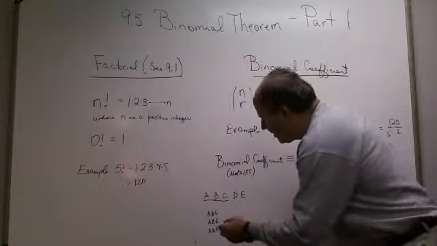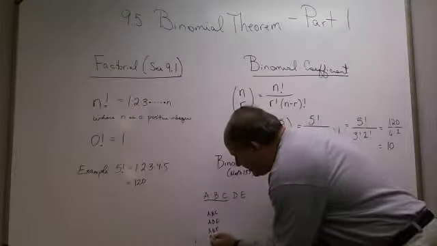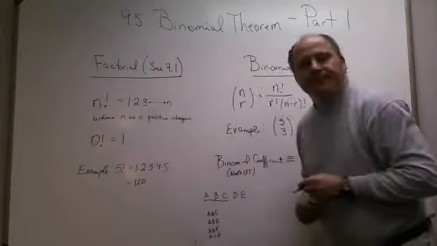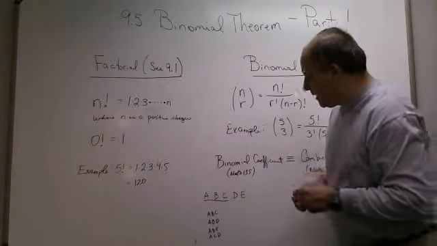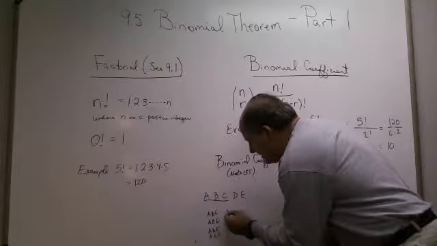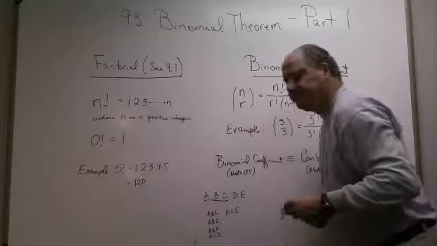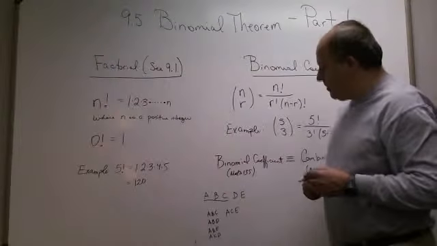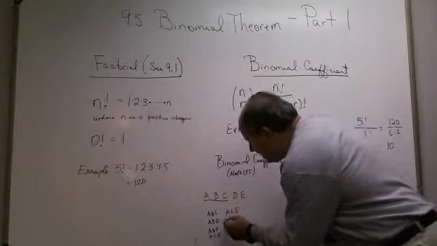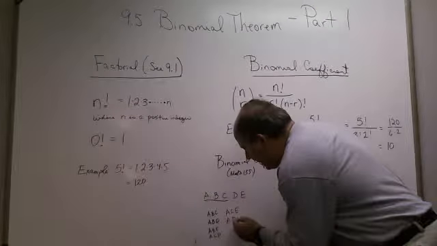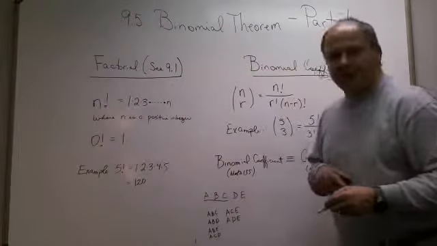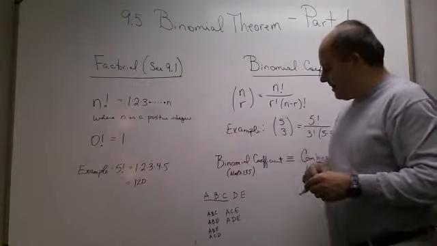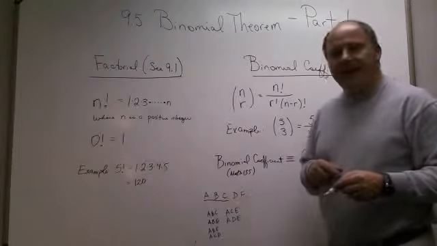Or you could pick A, C, and D. You could also pick A, C, and E. You could pick books A, D, and E. So we're up to 6 already. And I think I've exhausted all the possibilities that have A in it.